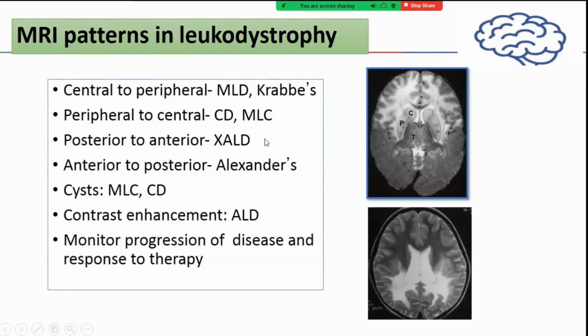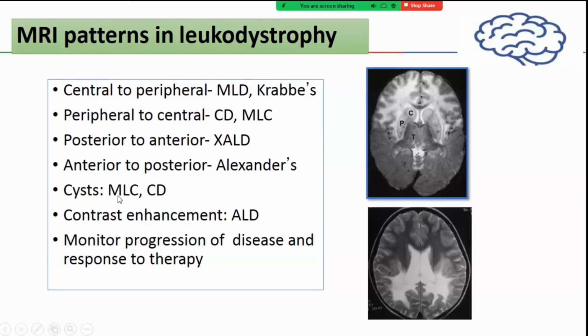So this is a general pattern of MRI findings in leukodystrophy: in MLD and Krabbe's, the demyelination starts from the center to the periphery. And if you have something like megalencephalic leukoencephalopathy or Canavan disease, it is peripheral to center. Then you have posterior to anterior, which is very classical for adrenoleukodystrophy. Initially, you will have involvement of the occipital and parietal regions.